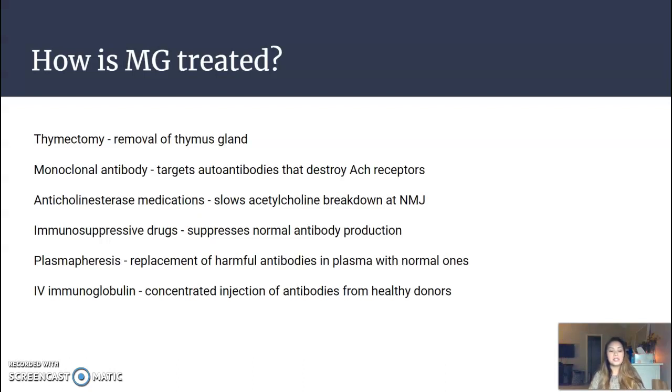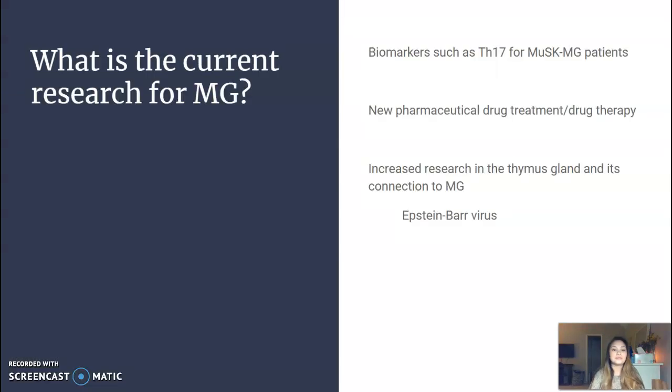But there's also the option of plasmapheresis, which is a replacement of the plasma containing harmful antibodies with a healthy plasma with normal and healthily functioning antibodies. And the last treatment option is the intravenous immunoglobulins, which is a concentrated injection of antibodies that are pulled from healthy donors, which is meant to essentially shock the immune system and reset its operating system.